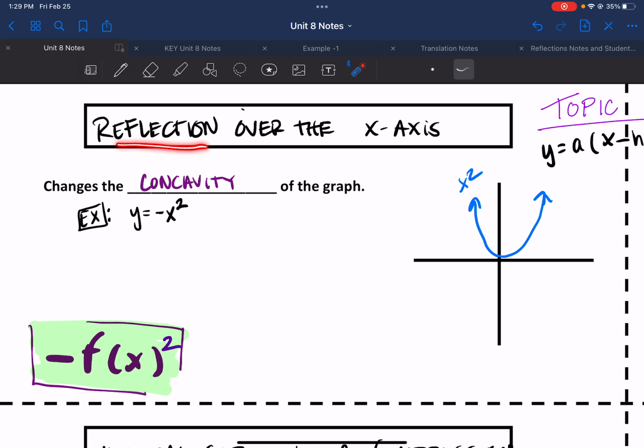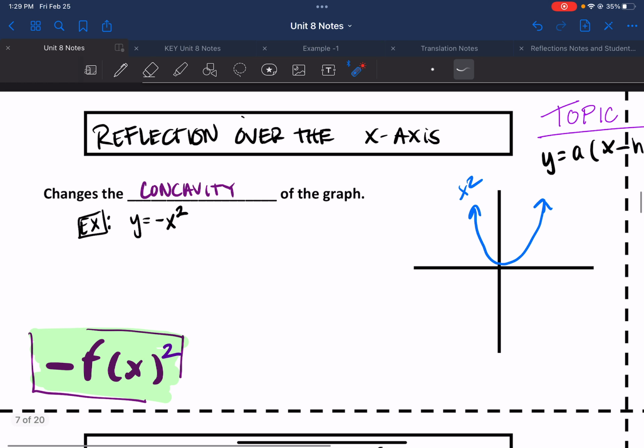When do you have a reflection over the x-axis? Well, you have a reflection over the x-axis when you have a negative in front of your function. And more specifically, it's where it's outside of a parentheses. I'll show you an example in a minute of the difference between something where you have a negative being multiplied outside of the parentheses or inside the parentheses.